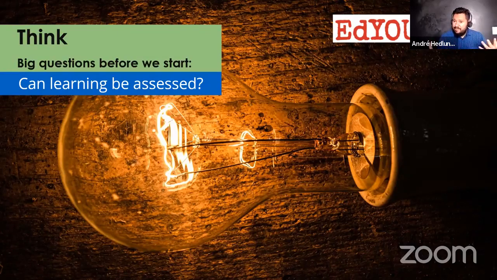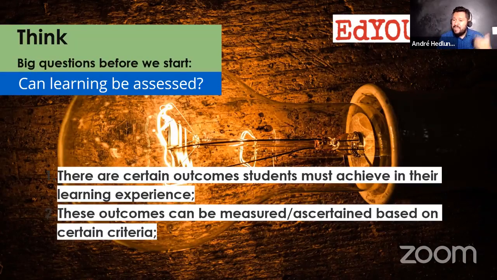So if you are here, and if you are a teacher, I assume that you agree with me that yes, learning, of course, can be assessed. And if you agree that learning can be assessed, then you must agree with 2 claims that I'm going to show you now. The first claim is, if learning can be assessed, there are certain outcomes that our students must achieve in their learning experience. If we cannot see those outcomes, then we don't know if they have learned or not. So that's a very important part of assessing learning.